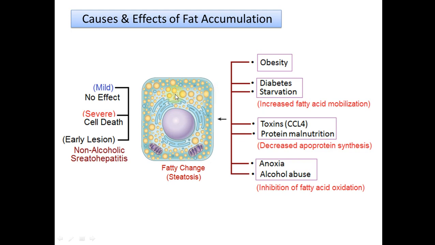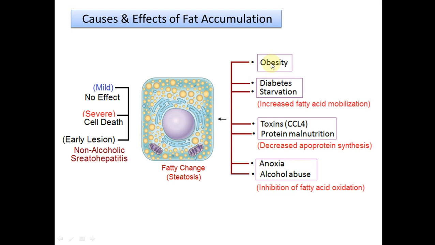So in mild form, this fat accumulation has no effect. But in severe form, the accumulation of these fat globules in the cell will fill the cytoplasm of the cell. It will push the nucleus towards the edge of the cell, and if a component of inflammation is added, then the steatosis is converted into steatohepatitis, and it may be in the form of alcoholic steatohepatitis or non-alcoholic steatohepatitis.